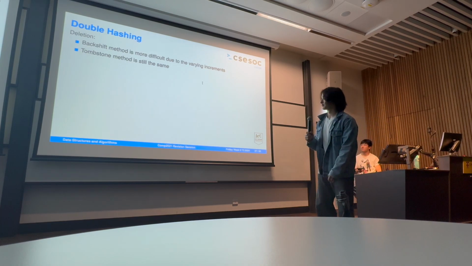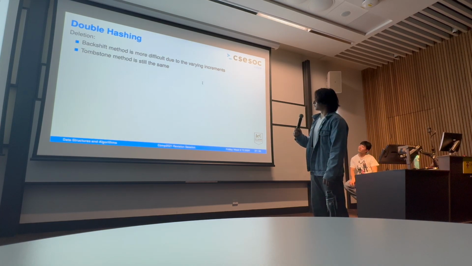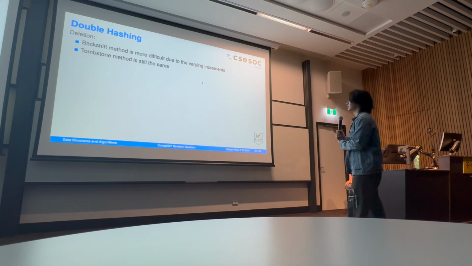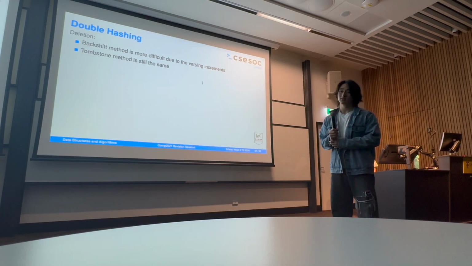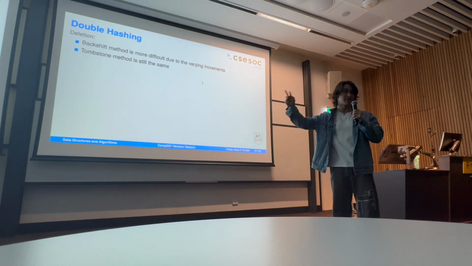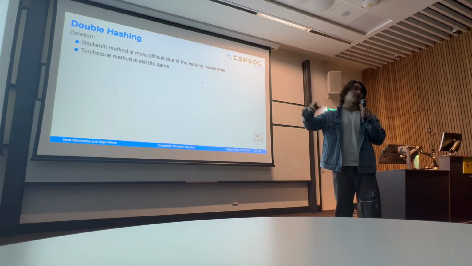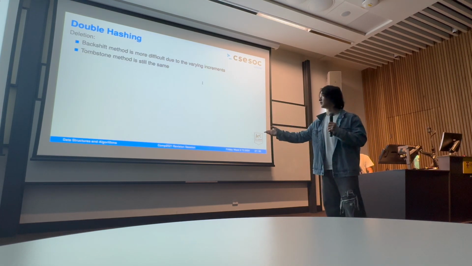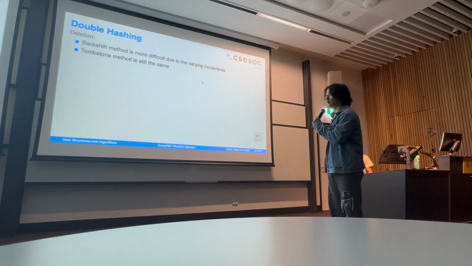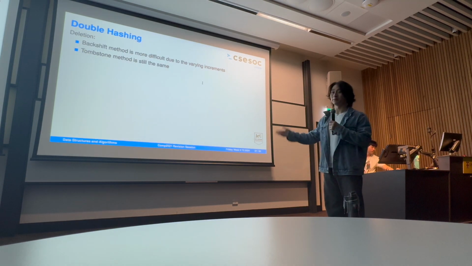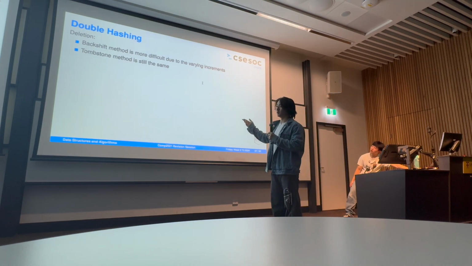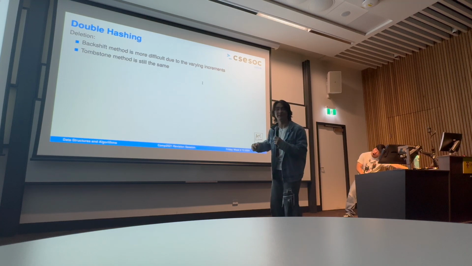Finally, we have deletion. The backshift method for this is much harder because of the varying increments. You could imagine that to backshift something, you may have to backshift everything by 2, by 3, by some value k. But the tombstone method is still the same. We still get the same problems, because remember, this is essentially just linear probing. If I delete something, I can't find the things after it.